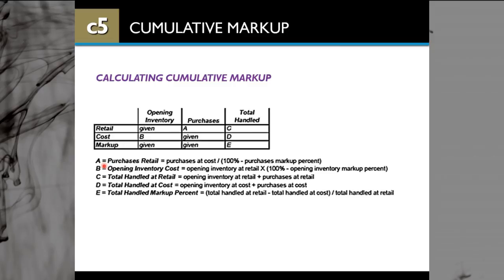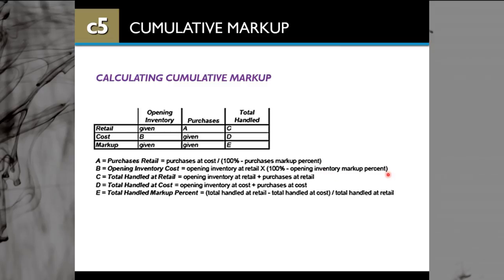Then you can calculate all these: A, B, C, D, E. First, you need to calculate purchases at retail. Since you know your purchases at cost, it will be your purchases dollar amount at cost divided by cost percentage. We did this in the previous lecture: dollar amount of the cost divided by cost percentage will be your retail. And B, opening inventory at cost, will be opening inventory at retail multiplied by 100 minus opening inventory markup percent. So you can get this one too.